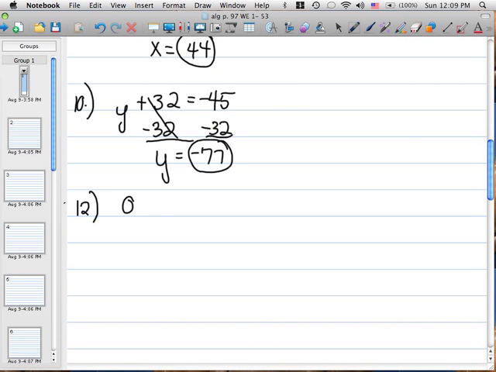Problem 12, 0 equals z minus 14. I'm going to solve for z, so I have minus 14. The opposite of that is to add 14. We do it to both sides to balance the equation. So we get 14 equals z.